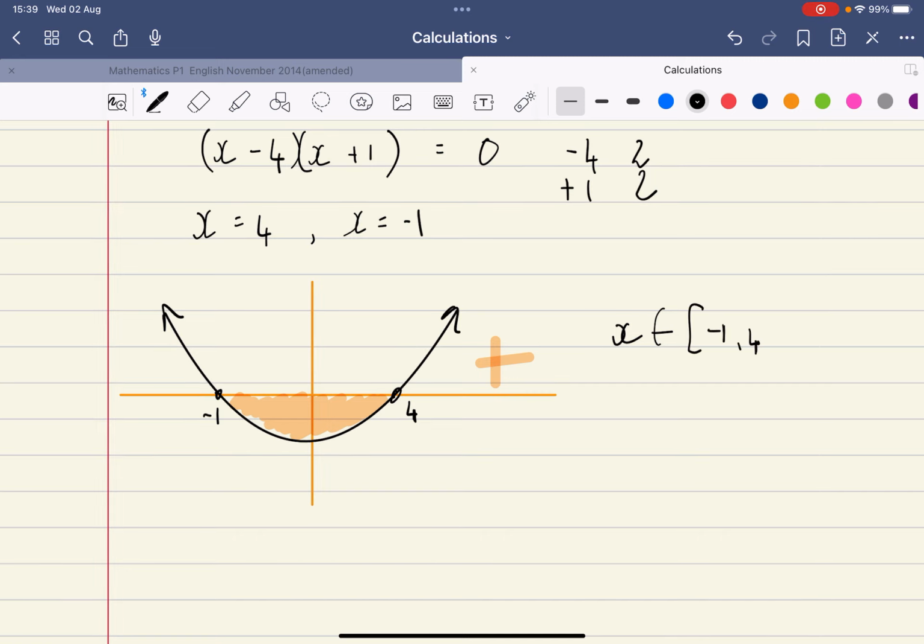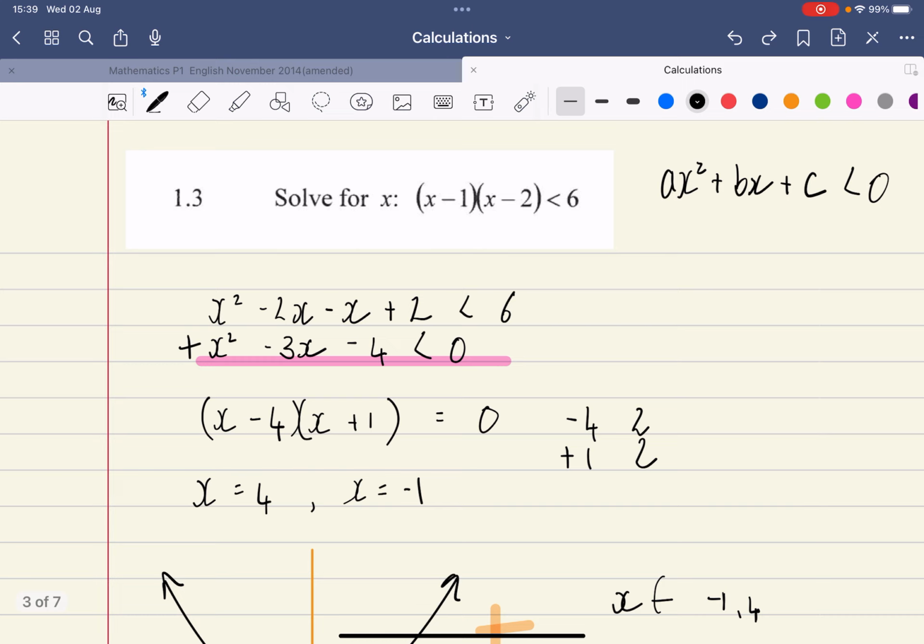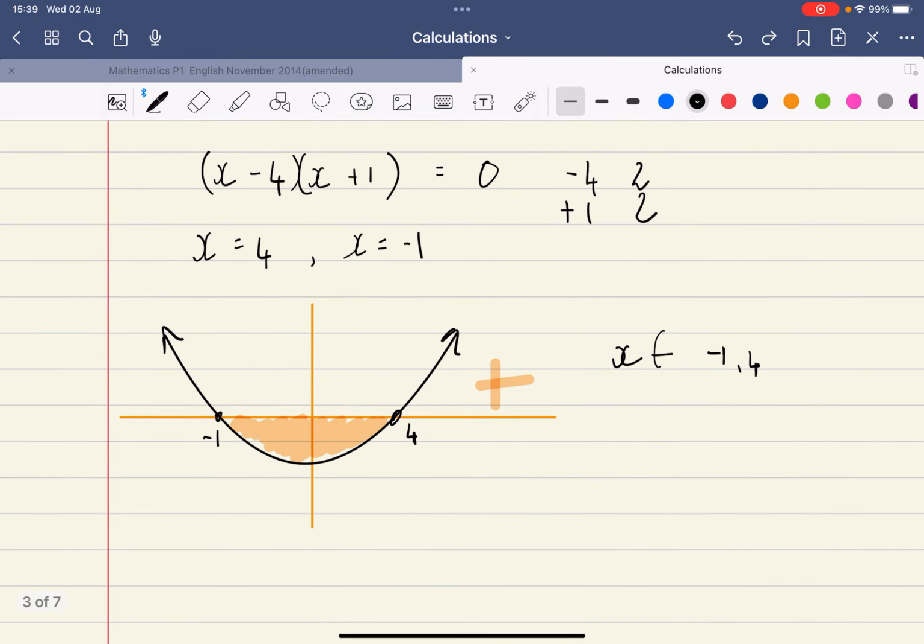Now, how do we know if it's a square bracket or a round bracket? How do we decide that? Well, we look at our original expression. Is it inclusive or exclusive? It's exclusive. It's not smaller or equal. So therefore, we will be dealing with round brackets. And that is the problem solved.